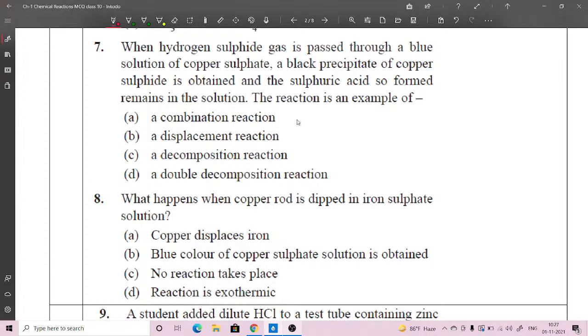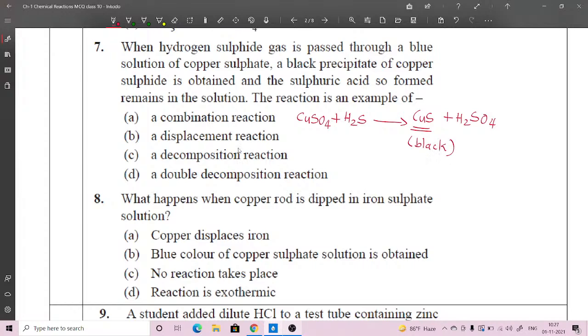We have copper sulfate, CuSO4. When you pass hydrogen sulfide gas, that is H2S gas, you get copper sulfide and H2SO4. This formation of copper sulfide gives a black color, that is, a black precipitate is formed.